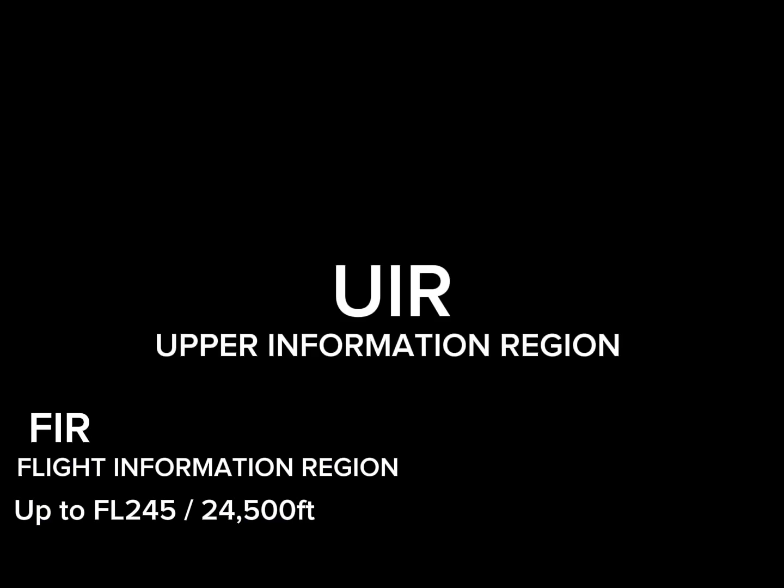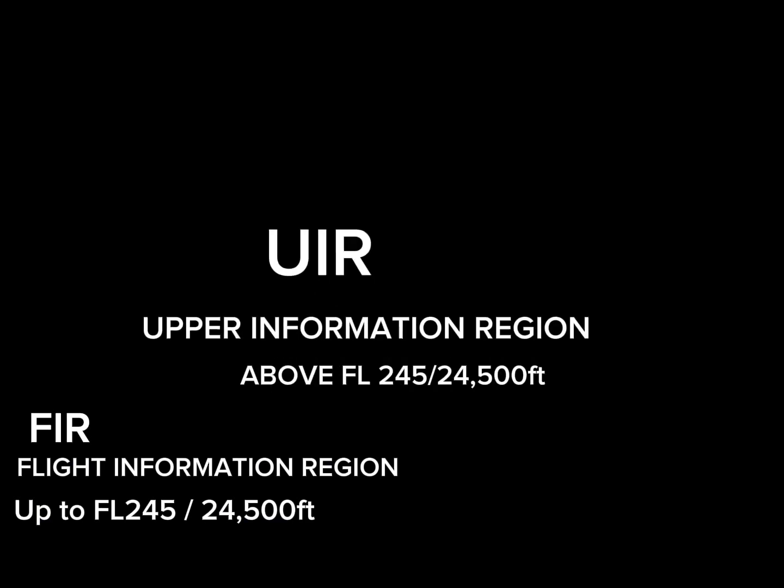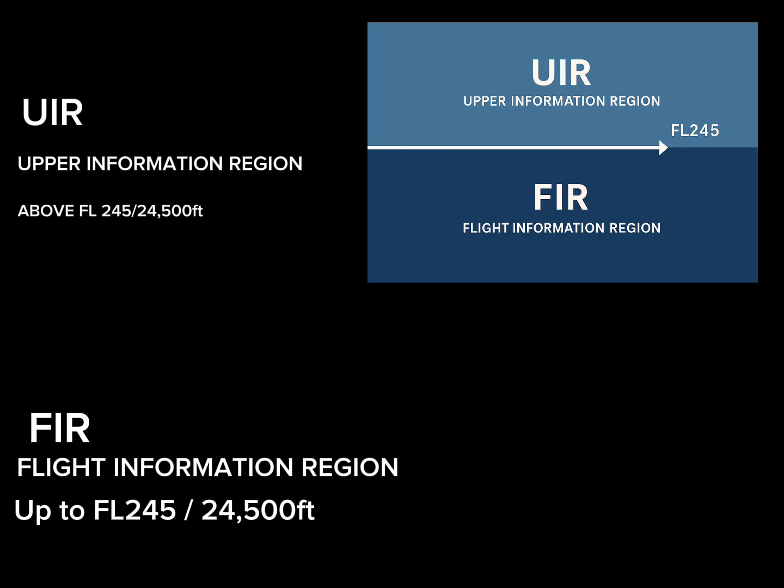What exactly are UIR and FIR? So let's start with the FIR. FIR stands for Flight Information Region and is responsible for all aircraft up to flight level 245 or 24,500 feet above sea level. Then comes the UIR. UIR means Upper Information Region and is responsible for everything above flight level 245 or 24,500 feet above sea level.